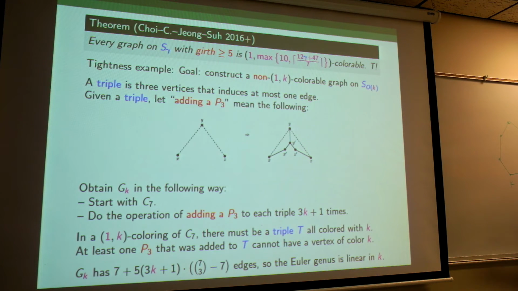And if you count the number of edges, you have this many edges, and this is only linear in K. We know that if your graph has so many edges, if you just add 2 to the number of edges, that's at most the Euler genus of that graph. So we know this graph has Euler genus linear in K. So this is how we construct it.